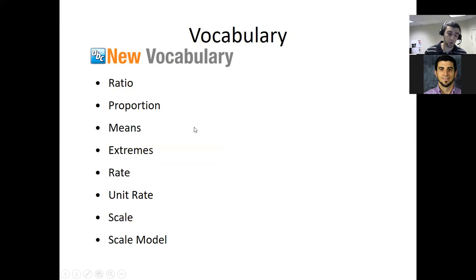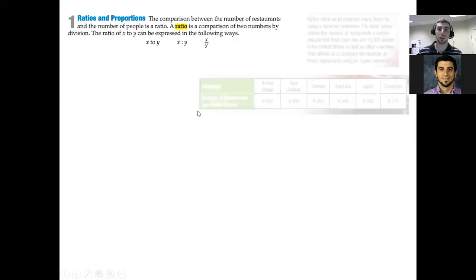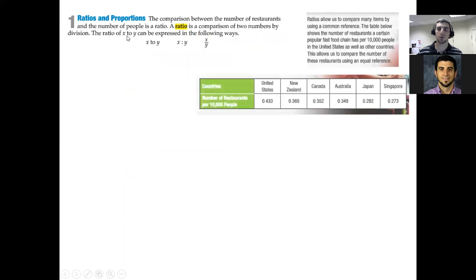All right, so in this first video, we're going to talk about ratios and proportions. Now, the comparison between the number of restaurants and the number of people is called a ratio. Ratios allow us to compare many items using a common reference. The table below shows the number of restaurants a certain popular fast food chain has per 10,000 people in the United States. So in the United States, they have 0.433 restaurants for every 10,000 people, and then these other places, those are their rates there.